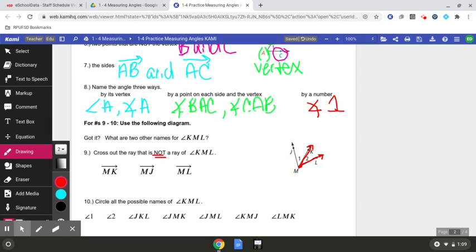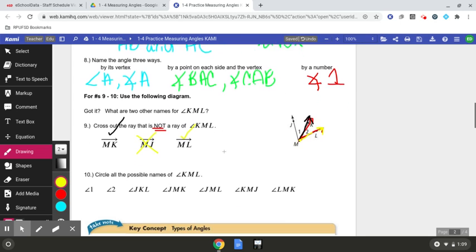So the first one we're going to pull out here is the one side. We have MK, right? So this one is good. Then if we do the other side of this, we have ML. So that's this one. So the only one that is not on that angle is MJ. MJ kind of goes this way. It strays off the other way.